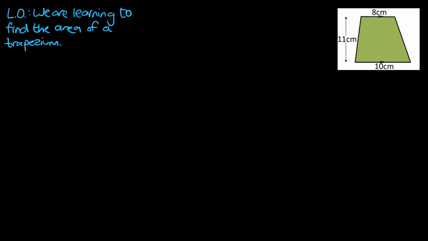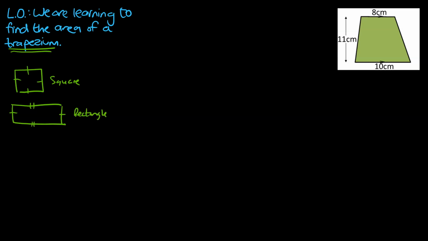Today's learning objective is in blue, and we are trying to find the area of a trapezium. A trapezium may be a new word, but just to recap what that means: we've already looked at how we find the area of a square. We then moved on to the area of a rectangle. The last four-sided shape we looked at was the area of a parallelogram. We then moved on to the area of a triangle. And today's one, we're going to be going over the area of a trapezium.